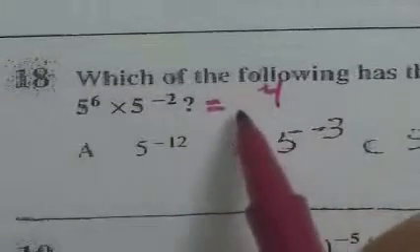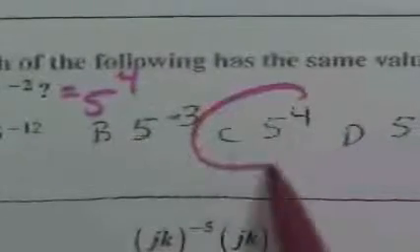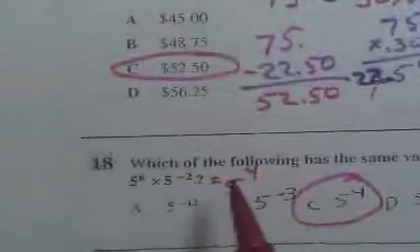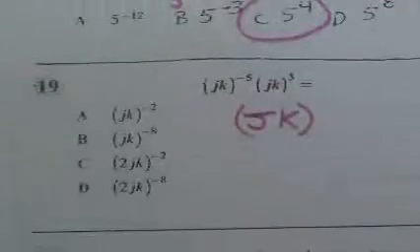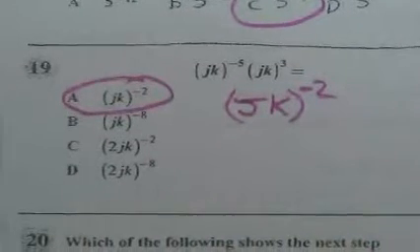Number 18, we need to add the exponents or combine them. 6 minus 2 is simply 4. So it is 5 to the 4th power. The correct answer is C. So all I do is add the exponents. On the next one, number 19, again, add the exponents because it's the same base. Negative 5 and 3 is negative 2. So letter A.